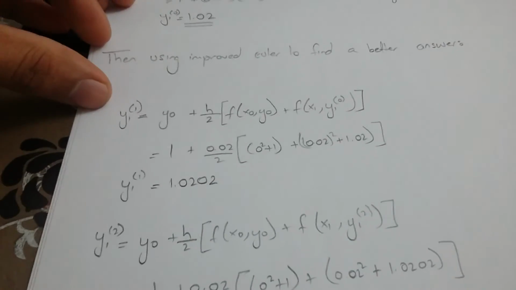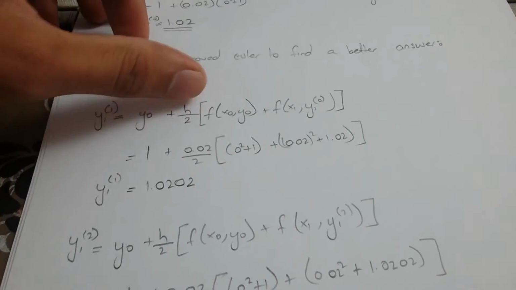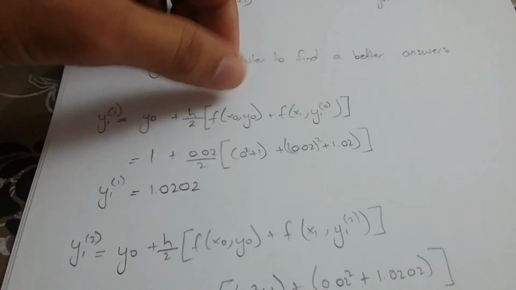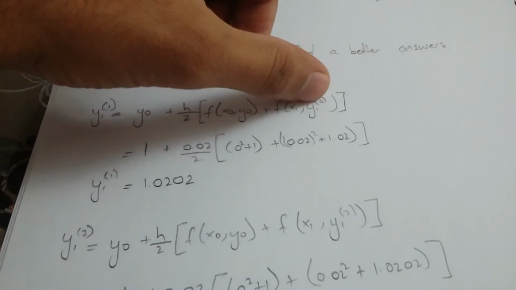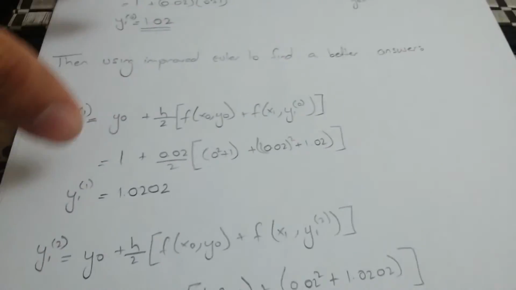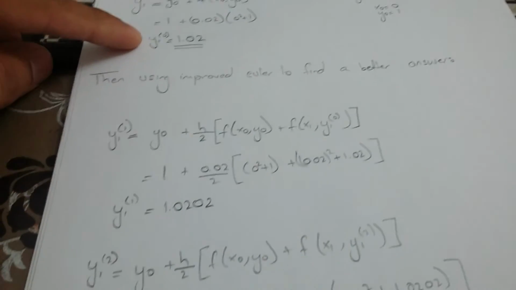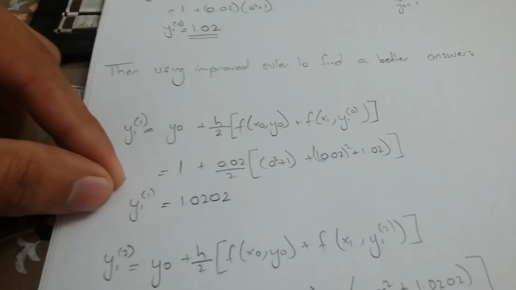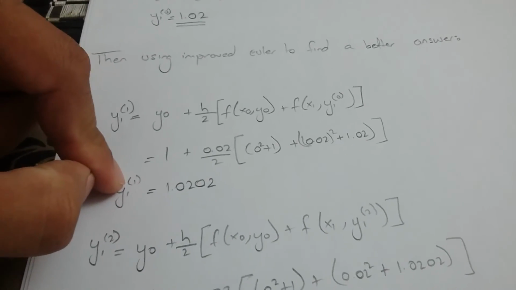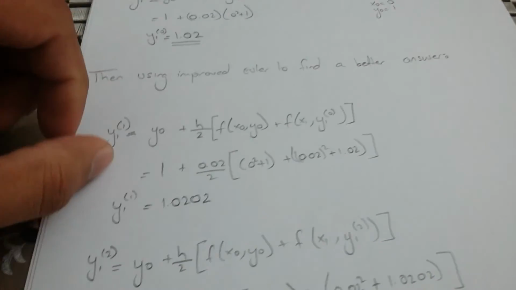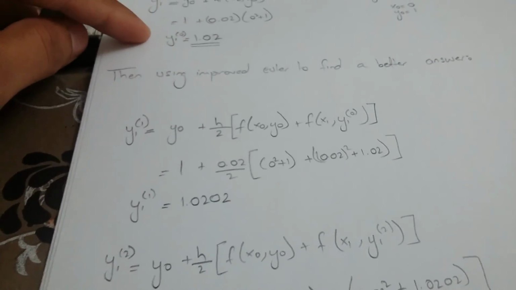We are going to find y1 1, which is equal to y0 plus h upon 2 into the sum of the function of x0 y0 plus the function of x1 y1 naught. So y1 naught is 1.02, which we found from Euler's formula. Putting everything in the equation, we found y1 1 is equal to 1.0202.